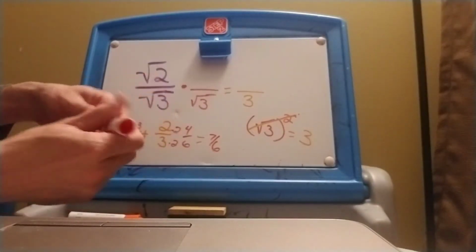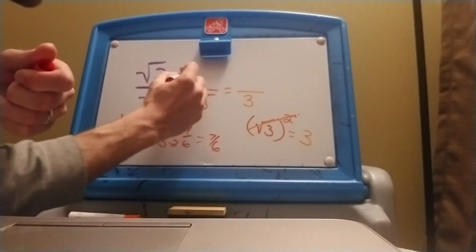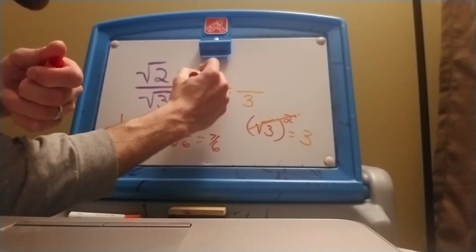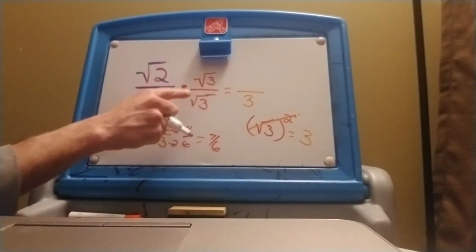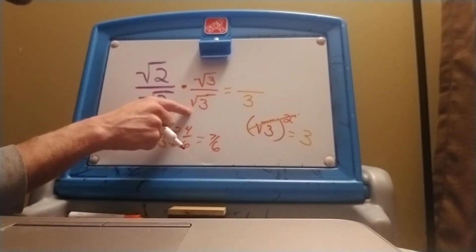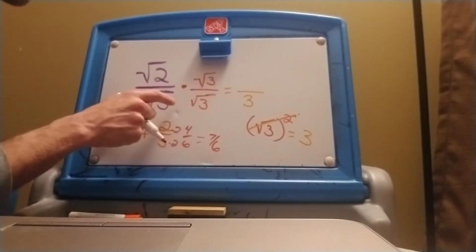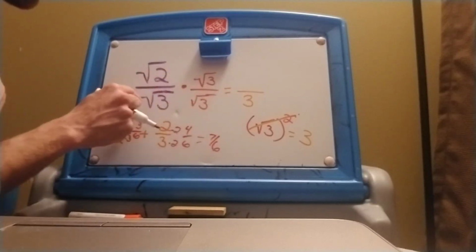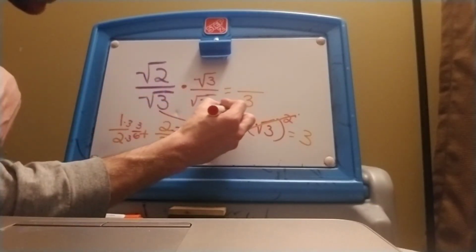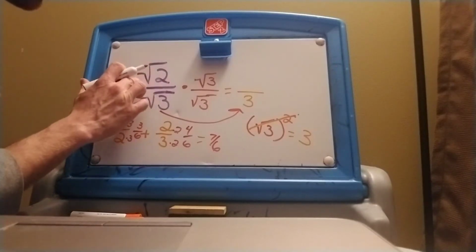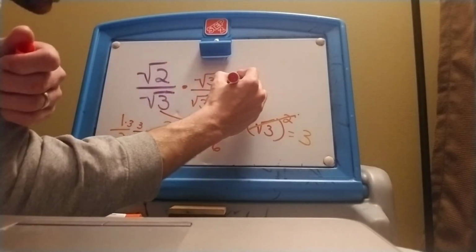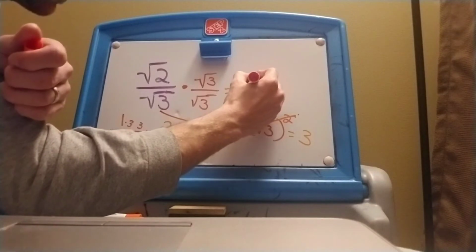So if I'm going to multiply the bottom of this fraction by the square root of 3, well, then I have to multiply the top of the fraction by the square root of 3. Also, I'm multiplying it by 1, because the square root of 3 over the square root of 3 is 1. If I multiply anything by 1, it keeps its value. So that means this and whatever I get over here, they're going to be equivalent to each other, which is really, really important. And the square root of 2 times the square root of 3, that's just going to be the square root of 6.